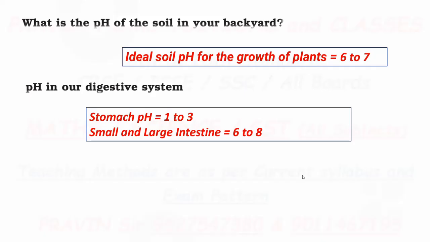Now, the ideal soil pH for the growth of plants should be between 6 and 7. pH in our digestive system: in the stomach, the pH value is 1 to 3, acidic. In the small and large intestine, the pH value is 6 to 8.